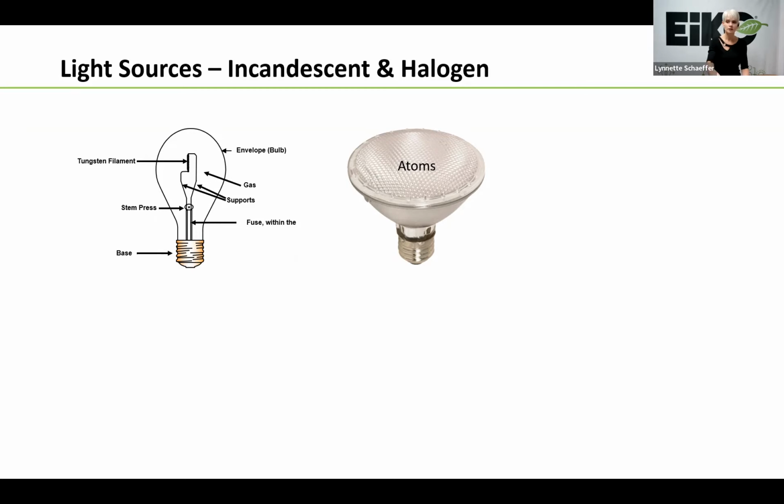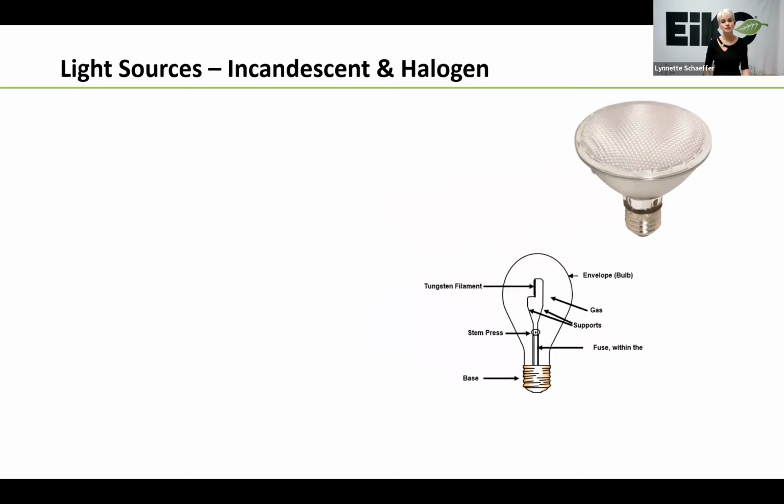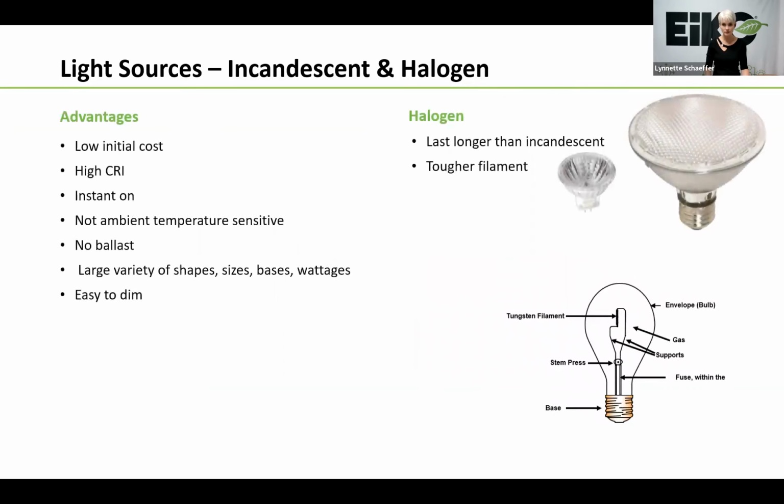But most commonly, they do look something like this, or like this little MR that I'm holding here. Now, back in the day, people liked using incandescents because they were inexpensive. They, of course, have a very high CRI. They come on instantly. They aren't affected by ambient temperature. There's no ballast. They come, of course, in a large variety of shapes and sizes and bases and wattages, and they were pretty easy to dim too.